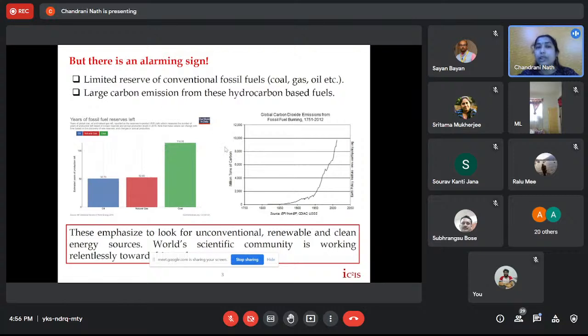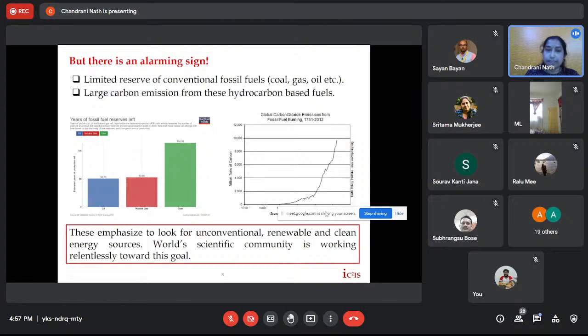Another most alarming concern is the large carbon emission that comes from burning these hydrocarbon fuels. As you can see from this curve, there is an exponential rise in carbon emission, and by 2050 this will reach close to 12,000 million tons, having a huge impact on our environment. So what does it emphasize then? This data emphasizes that we need to look for some unconventional and renewable energy sources that are clean and don't pollute our environment. Researchers worldwide are striving to achieve this goal.